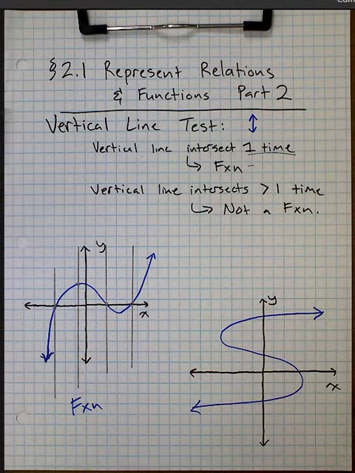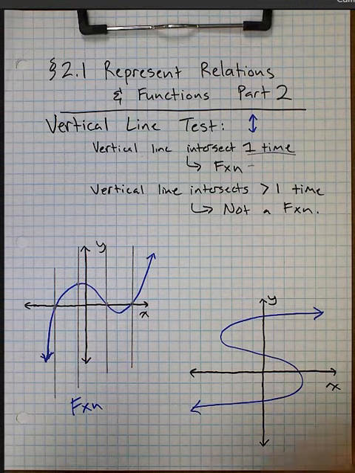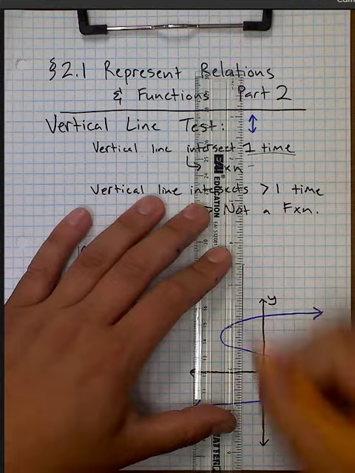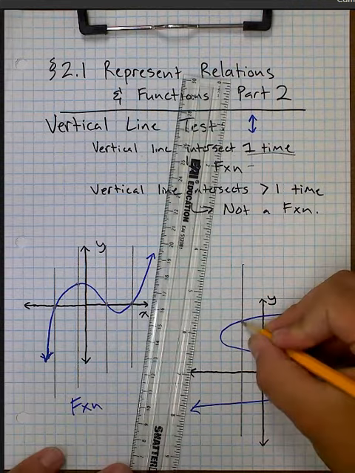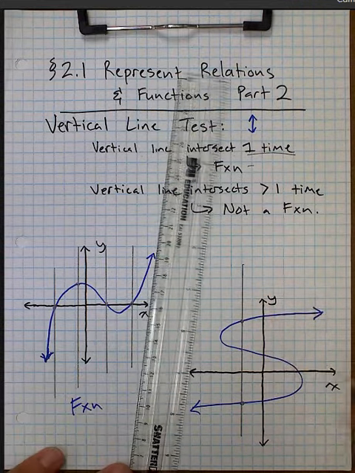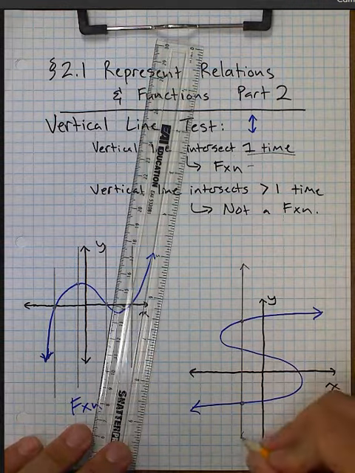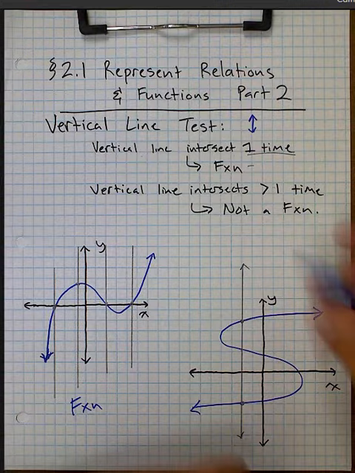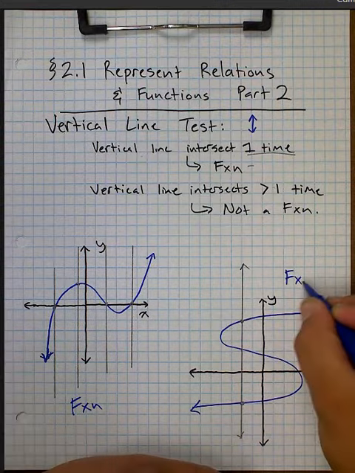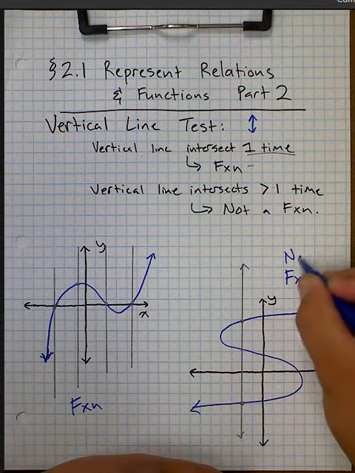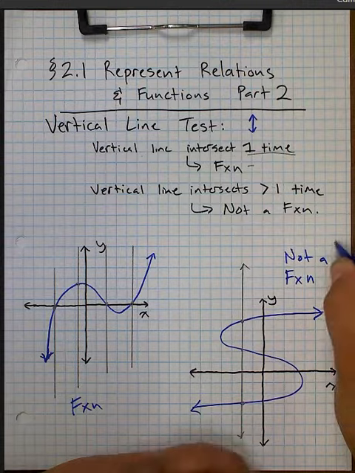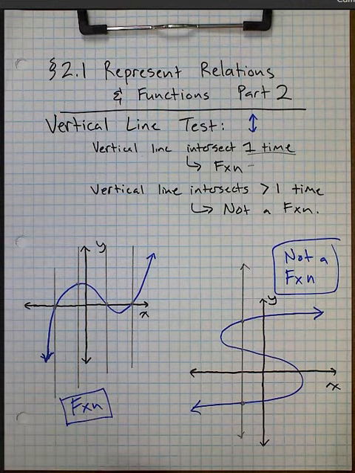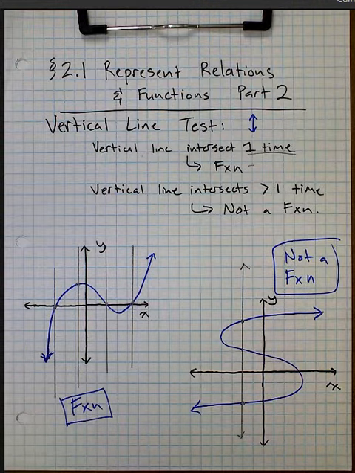Now, on the other side, if you look at the graph on the right, if I drew a vertical line, let's say here, it intersects 3 times. Since that intersects more than one time, it's not a function. So this graph over here represents not a function. Okay? So this one's a function on the left, not a function on the right, and I could tell easily by applying the vertical line test.